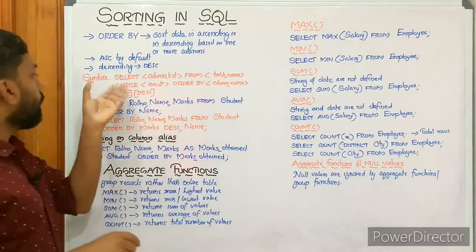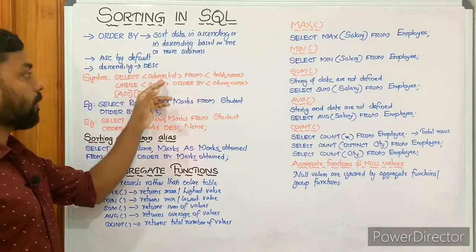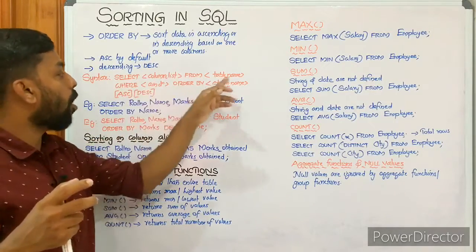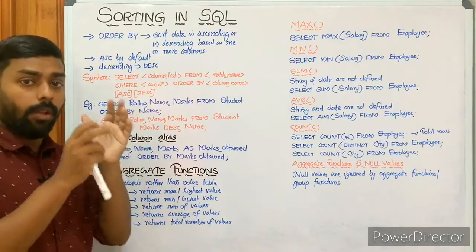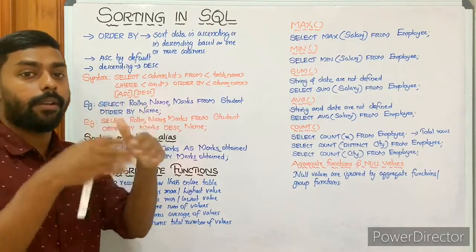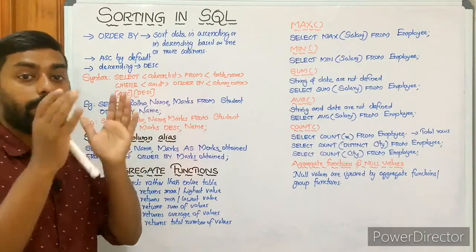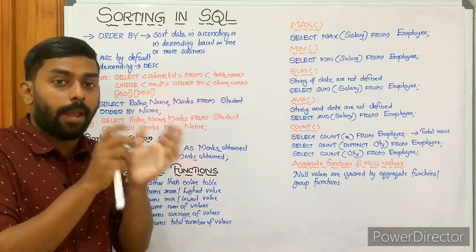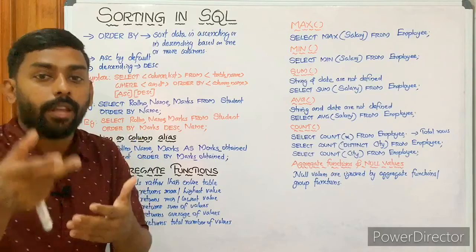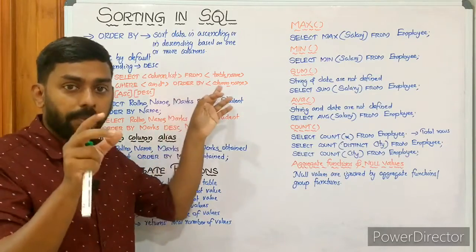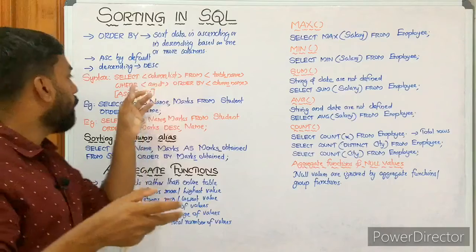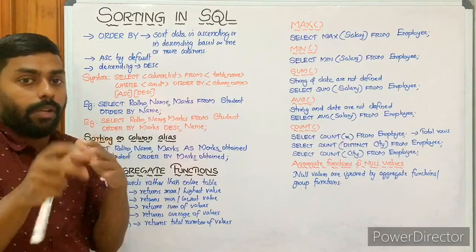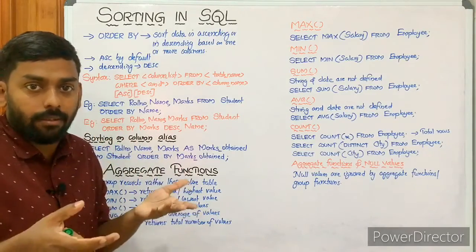Here is the syntax: SELECT column list FROM table name WHERE condition, of course the WHERE clause is optional, ORDER BY column name ASC or DESC. We sort by a column or more than one column, so just after the ORDER BY clause we have the column name or column names. Then comes the keyword, either ASC or DESC. If we are sorting in ascending order, ASC is not a must; we can avoid it.